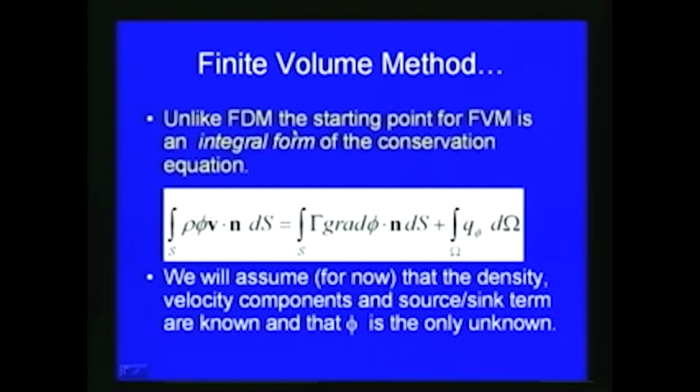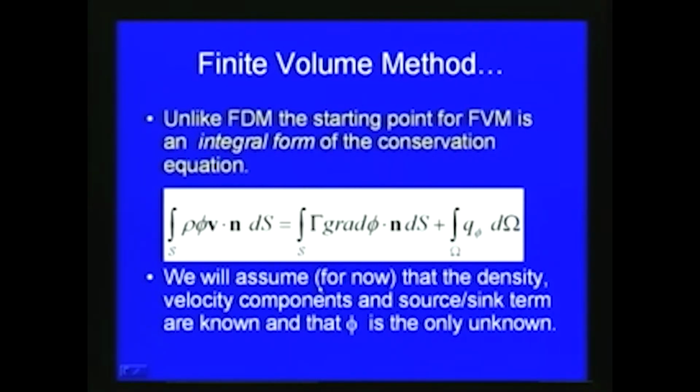Compared to the finite difference method, the starting point for the finite volume method is an integral form of the conservation equation. We write the conservation equation in the integral form like this: integral over s of rho phi v dot n ds is equal to integral over s of gamma gradient phi dot n ds plus integral over omega of q phi d omega. So we write the equation like this, which we have already considered. We are integrating with respect to the cell which we consider.